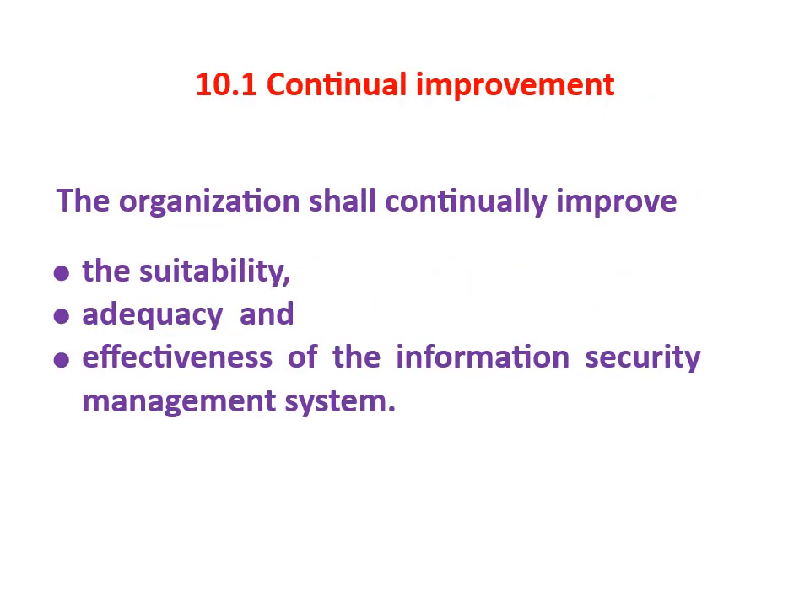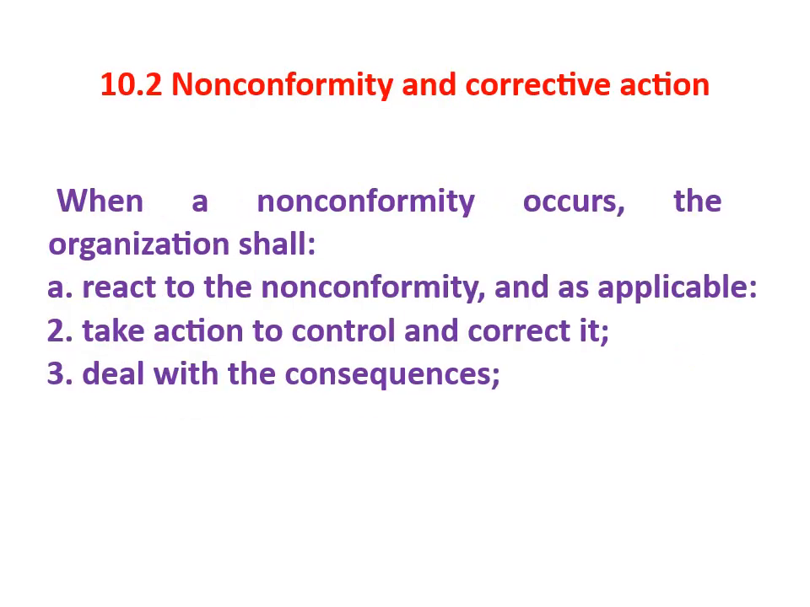Continual improvement. Organizations must continually improve the suitability, adequacy, effectiveness of the information security management system. Continual improvement is a core principle of ISO management system standards. Improvement activities may involve enhancing controls, updating policies, improving awareness programs, strengthening monitoring systems, improving risk management processes.